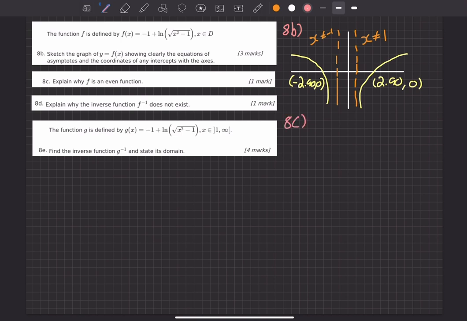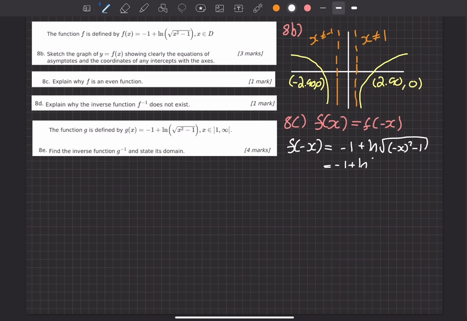Anyways, part C: explain why this is an even function. Now, to get the mark, all you have to say is that f of x equals f of minus x. If you write this down, you'll get the mark. But just in case, it's nice to show your working out. You do this by saying f of minus x equals minus 1 plus ln root of minus x squared minus 1. Minus x squared would just be x squared, so it's the same thing. And since this is the same as this, hence f of x equals f of minus x.